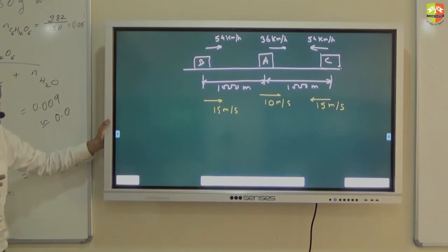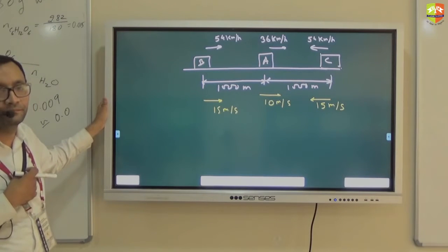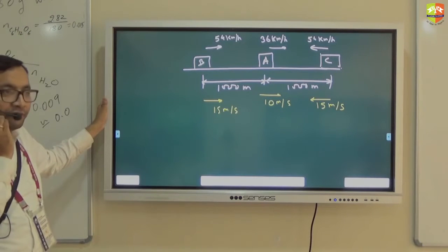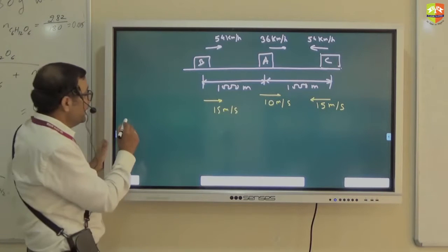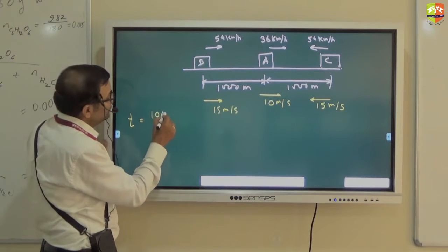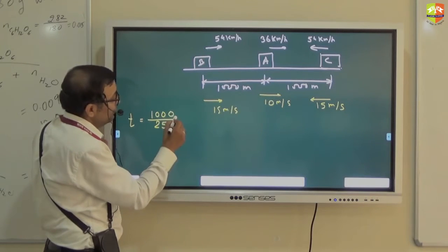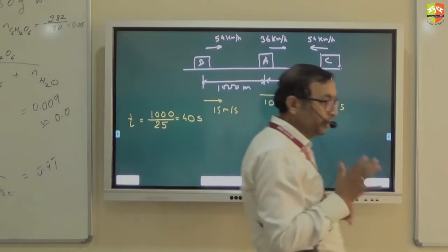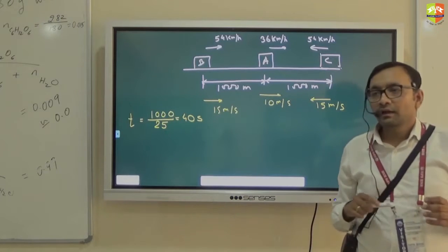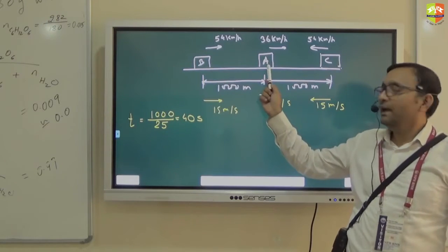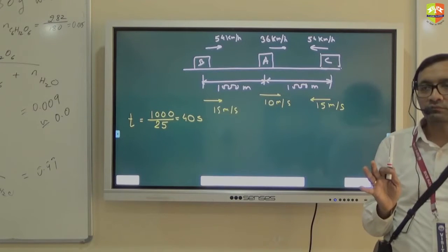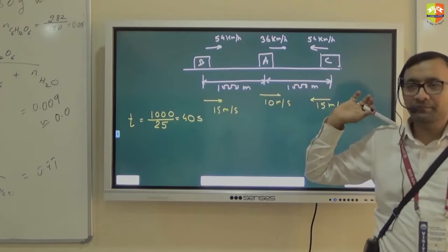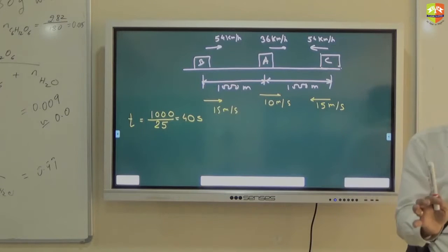Now, how much time does it take for C to overtake A? Total velocity of approach is 25, and distance is 1000. So, the time it will take to overtake is 1000 divided by 25, which is how much? 40 seconds. Okay. In 40 seconds, B should overtake A just before 40 seconds. Yes or no? That is what I am asking. Before C overtakes A, B should overtake A. Understood? Now see here.